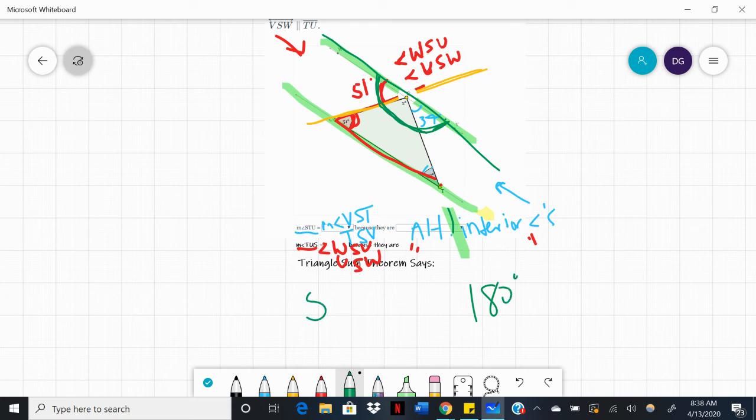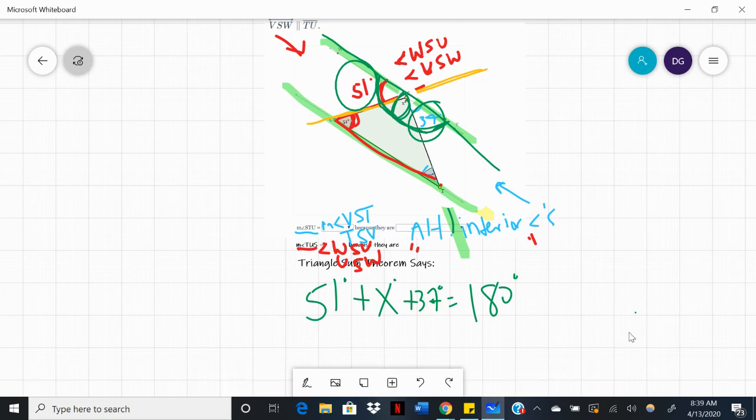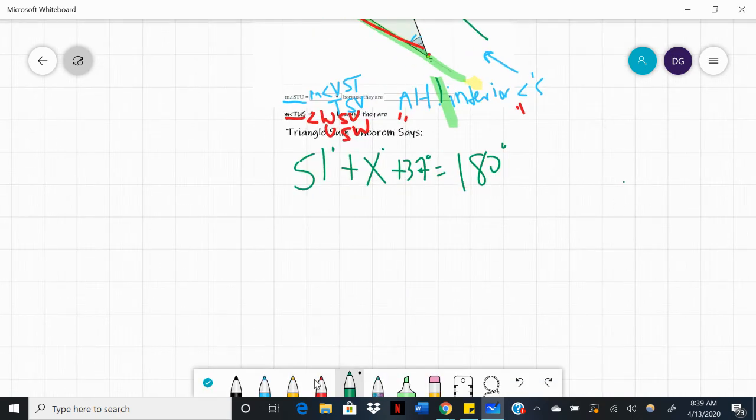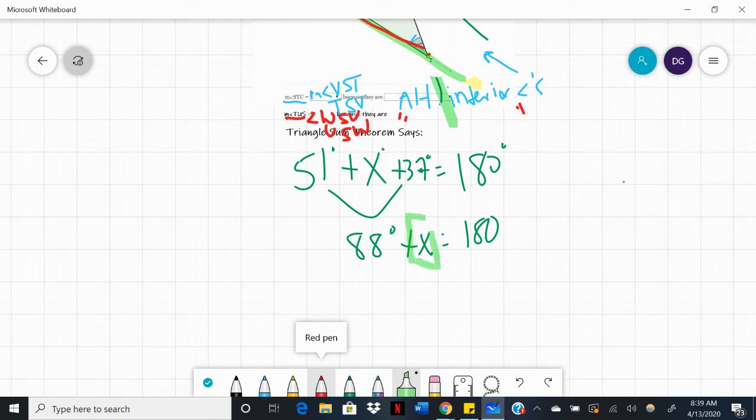So if we take that 51, the first part, we add the second part, which we don't know, that's our x, and then we add the last part, the 37. So 51 plus x plus 37. If we add all those together, we know that they're going to be equal to 180. So let's keep on solving for that. So 51 and 37, we can add those together, right? We're going to end up with 88 degrees plus our x is equal to 180. We want to get this x by itself, right? That's what we're trying to solve for. So we want to get this 88 on the other side.